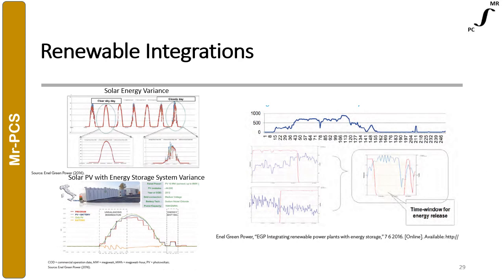BESS can help to improve wind energy dispatch by reducing forecast error and improving the utilization of transmission capacity. BESS can be used by the system operator for providing ancillary services to mitigate the variability and uncertainty of power on the grid side.